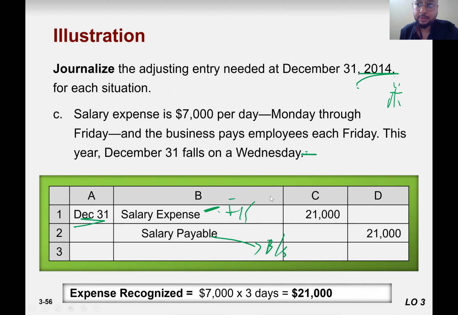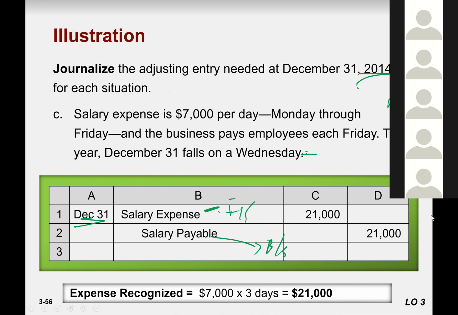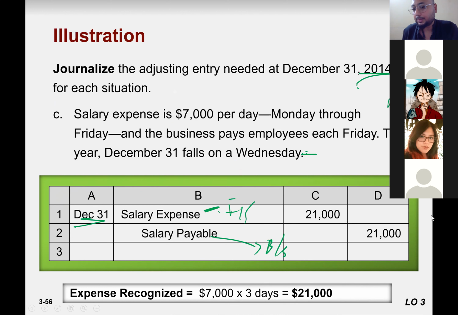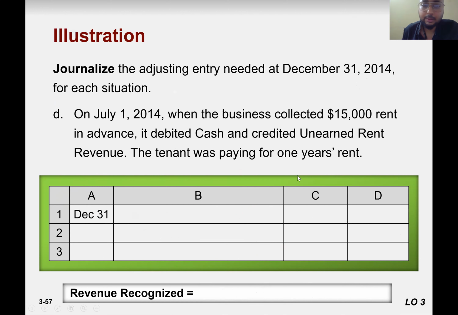Guys, I need your participation. Please unmute your microphone. Yes, so far I quite understand. Good, good, good, good, good. Can you understand that? Yeah, yes, sir. Good. Well done.